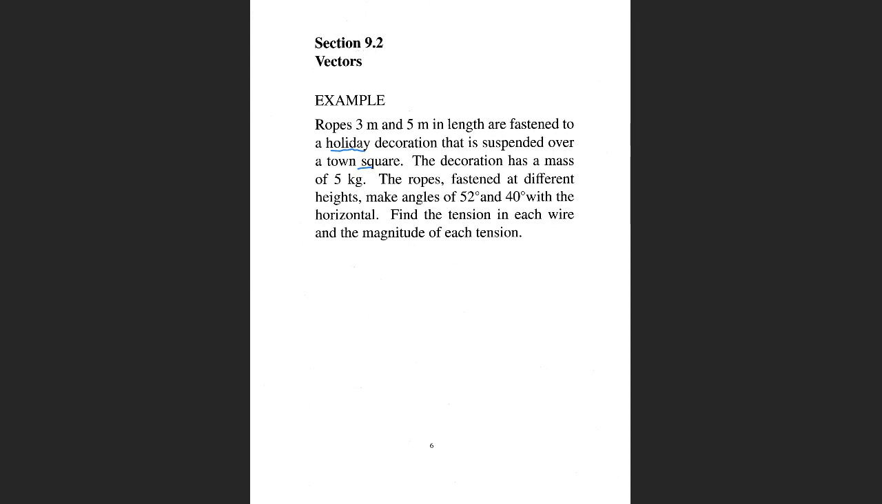So in this problem, we have ropes of different lengths that are fastened to a decoration suspended over a town square. The decoration has a mass of 5 kilograms. The ropes are fastened at different heights and make angles of 52 degrees and 40 degrees with the horizontal. Find the tension in each wire and the magnitude of the tension.